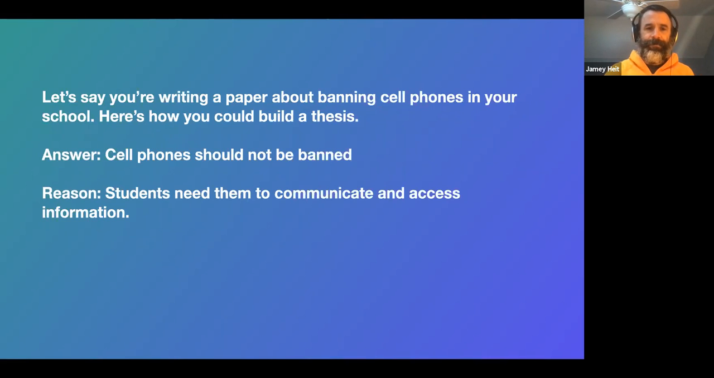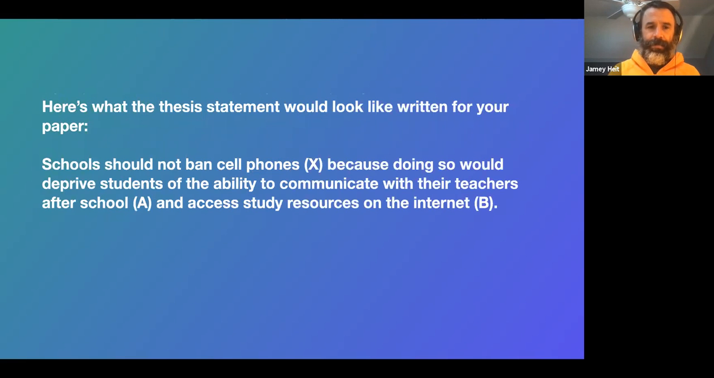That simple. Again, if you have those pieces of information, you can then combine them using that formula I just gave you. So let's say we're writing a paper about banning cell phones in school. Here's how you would do this exercise. Start with the answer. In this case, we're going to say cell phones should not be banned. And then give a reason. Well, students need them to communicate and access information. Here's my answer. Cell phones should not be banned. And here are the reasons that I think that is the case.